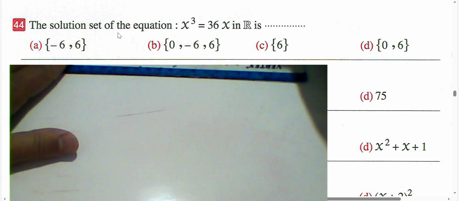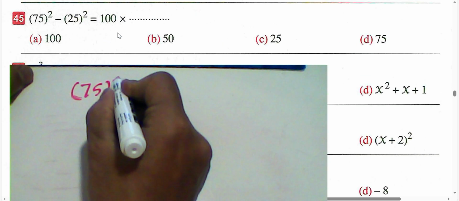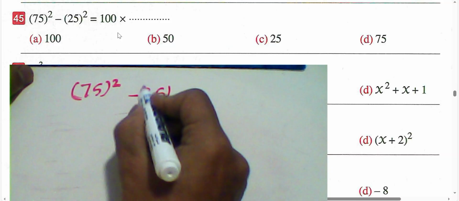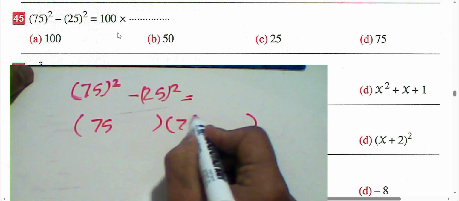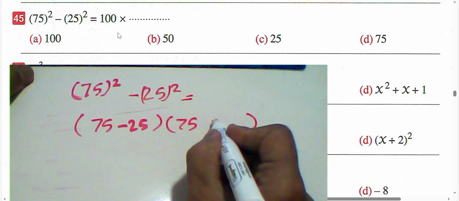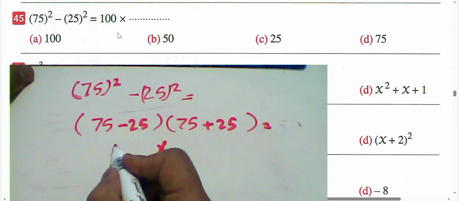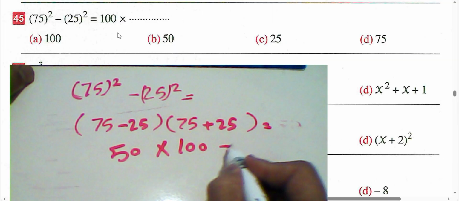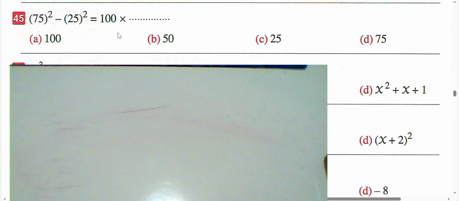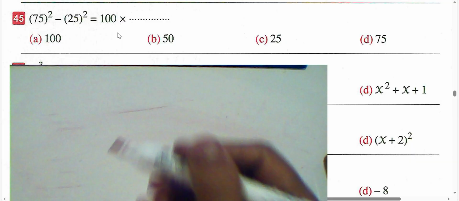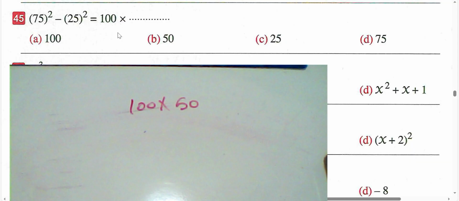Next question, number 45. 75 power 2 subtract 25 all power 2 equals. We can factorize this expression: product by 75 and write negative 25 and positive 25 equals what? We can find the result by multiplying the answers. We have 50 here and here 100. The result will be 5,000. But he asked about 100 times what? 100 times 50. The answer will be 50. Choose letter B.